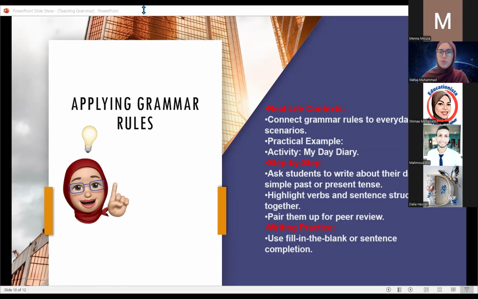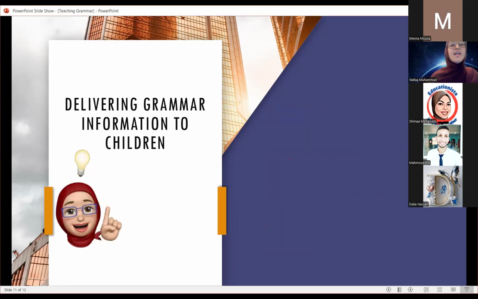Okay? So let's move on to the next part, which is delivering grammar information to children. How can we do that? By using visuals and hands-on activities. Have we mentioned any kinds of hands-on activities so far today? You can tell me. Hello, wake up, don't sleep. Have we mentioned some hands-on activities concerning the grammar today?